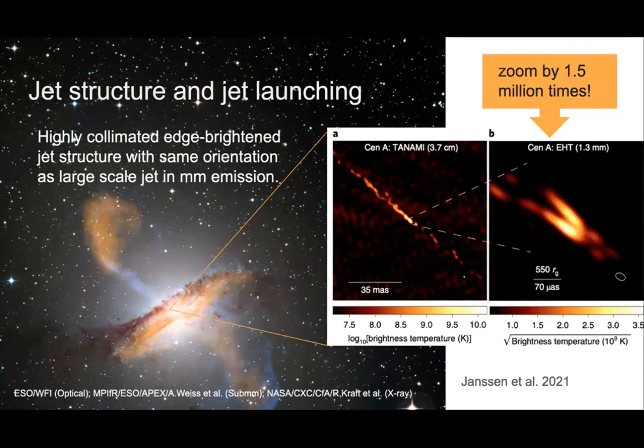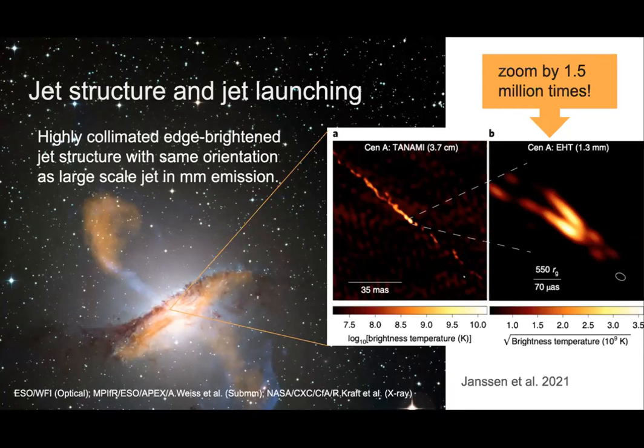So on the left, you see a composite image of Centaurus A, and you see there is this giant jet going out of the central object. When looking at the central object in centimeter VLBI, so this is the central image which was published by the TANAMI collaboration, you see that this jet is highly collimated.